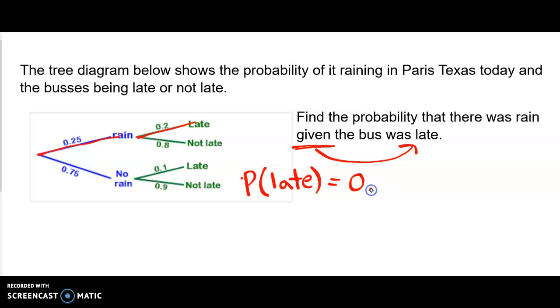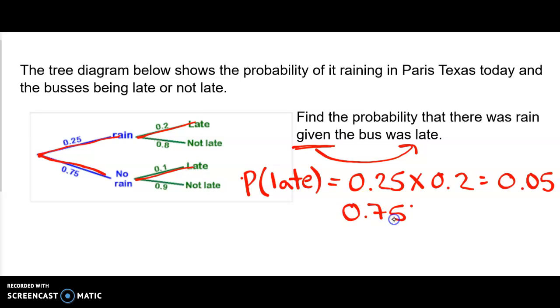So 0.25 times my 0.2, which is 0.05. And then we also need to find the probability that there was no rain, but the bus was still late. So that's 0.75 times 0.1, which gives us 0.075. All right, with these two things, we're going to add them together to get our probability of just overall the bus being late, which in this case is 0.125.